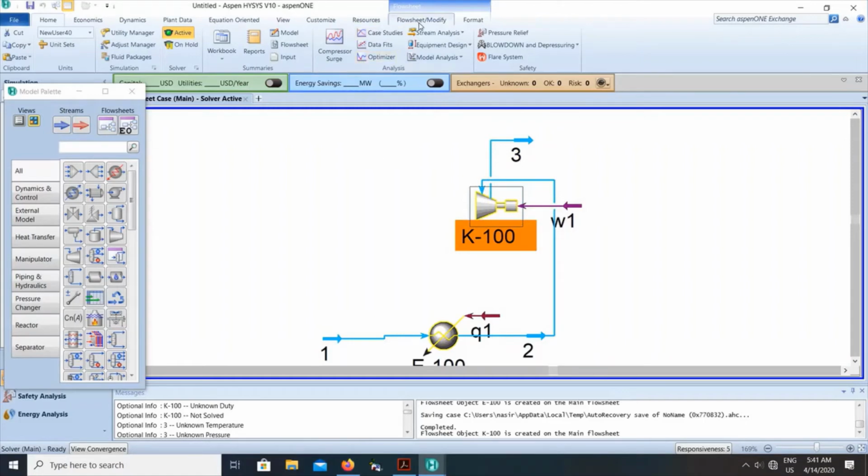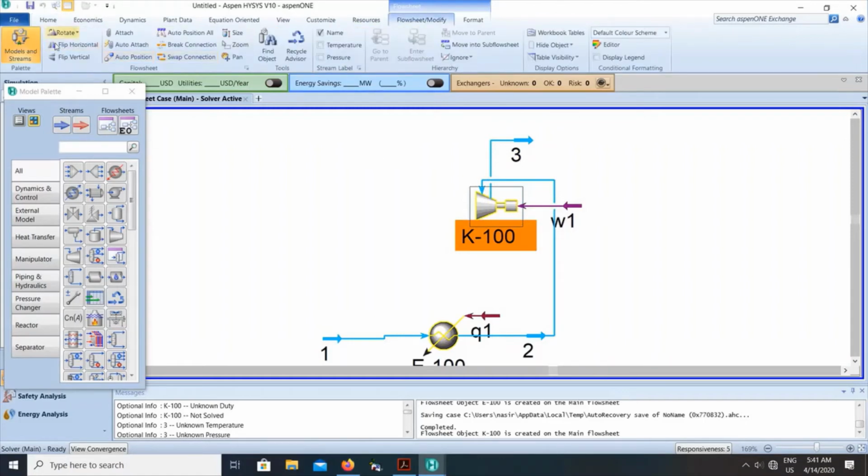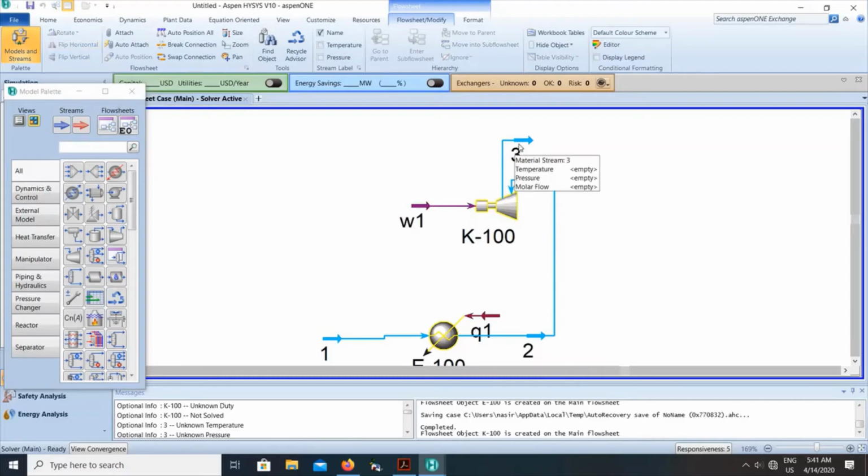So we need to go to the flow sheet, and you have the options to rotate, flip horizontally, flip vertically. What we are looking for is to flip it horizontally, so we click on flip horizontal, and it will look like this. Similarly you can also flip this stream with flip horizontal. Okay, so now it looks like this.